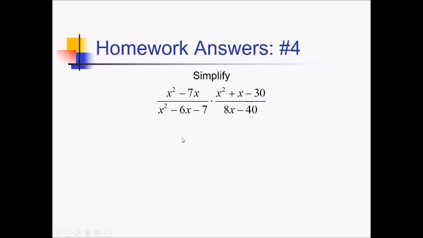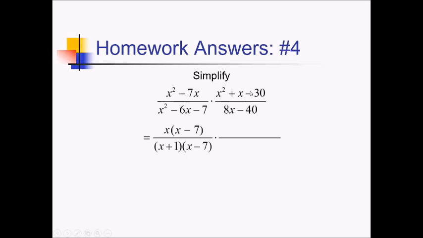Before I multiply these rational expressions, let me start by factoring everything I can, which in this case is everything, and then after I factor, maybe I'll have some common factors I can cancel out. So in the upper left, I can take an x out of that, leaving me with an x minus 7. In the lower left, I need factors of negative 7 that add up to negative 6. So we've got 1 and 7, and that's about it. If I had positive 1 and negative 7, that would add up to negative 6. So x plus 1 and x minus 7.